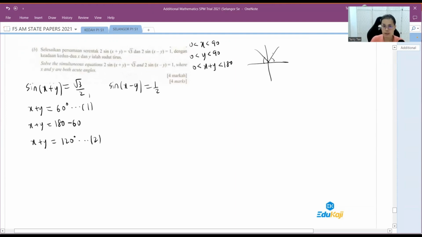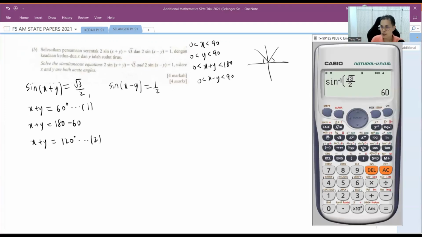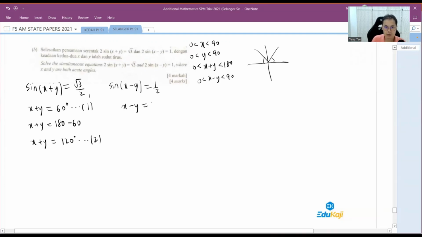But for x minus y, it's quite straightforward. If you take x minus y, definitely it's not going to be more than 90. x minus y is definitely between 0 to 90, right? So when you use your calculator, shift sine 1 over 2, this will give us 30 degrees. So I can write x minus y equals 30. So the problem is we will have 3 pairs of equations to solve.